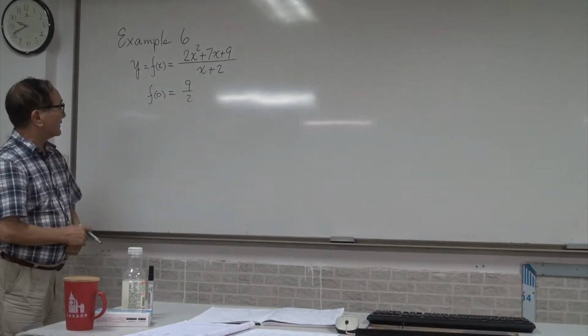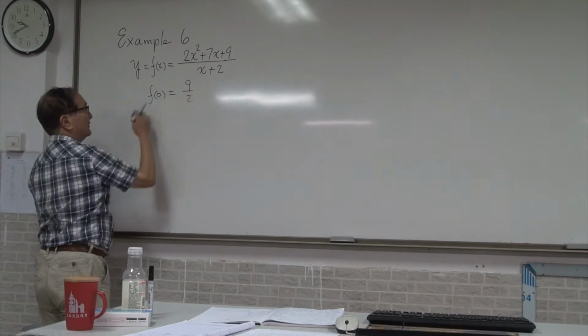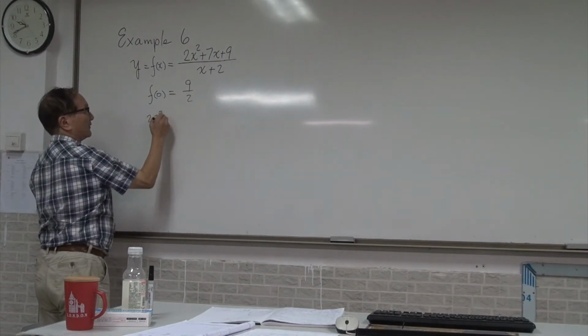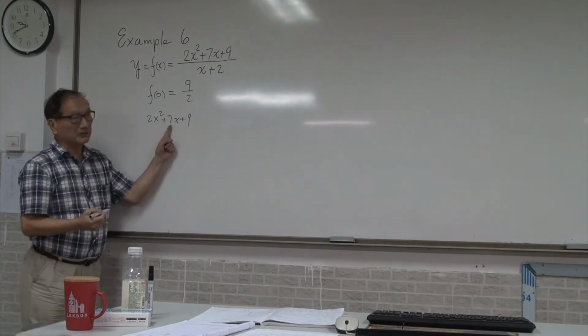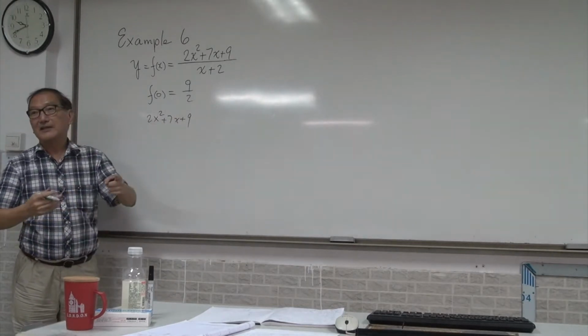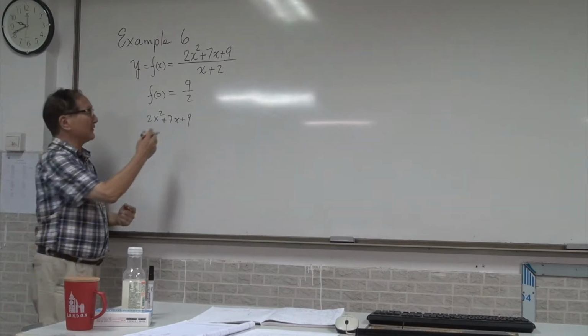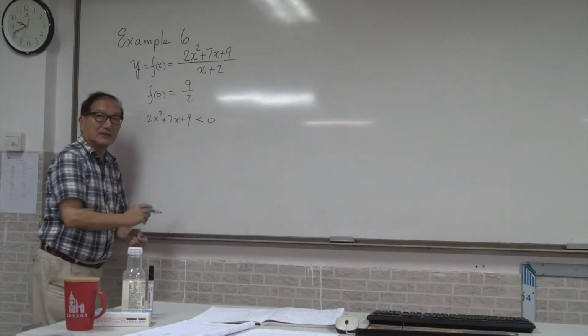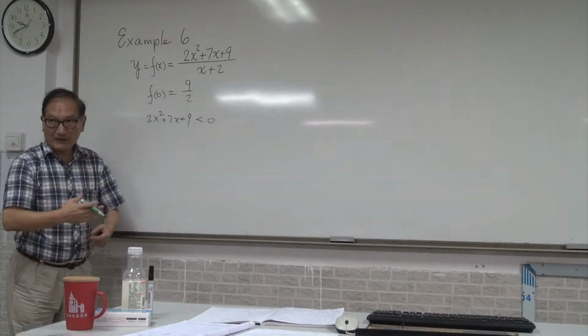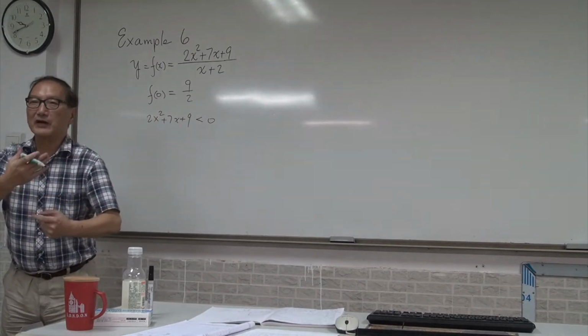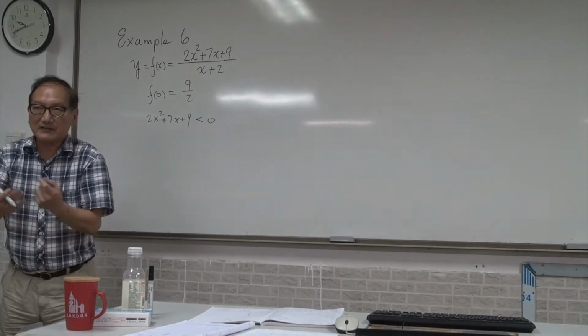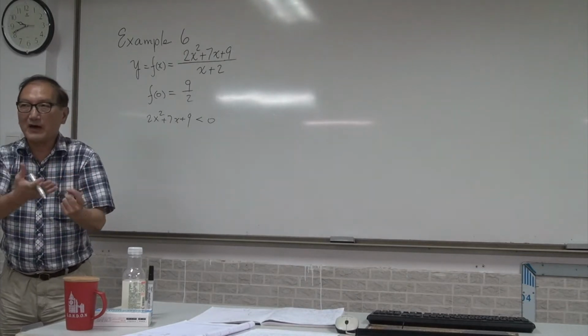And what else? Does this equal 0? 2x squared plus 7x plus 9. This one has b squared, 49, minus 4ac, which is negative. Therefore, this will never be 0. Understand? If it is never 0, what does that mean? This curve will cut nowhere for the y-axis. It means that this curve is never cutting the y-axis.